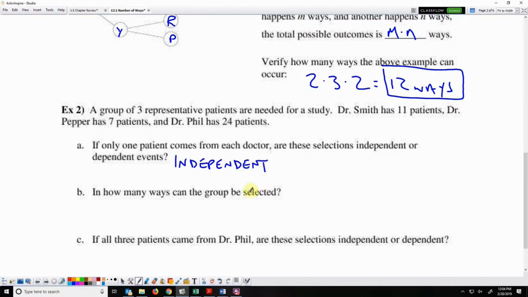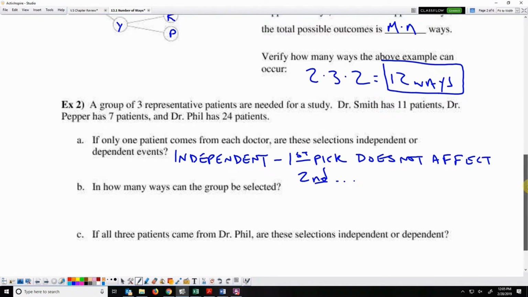And it's because the first pick does not affect the second. If I'm picking one from Dr. Smith, that has no effect on the patient I choose from Dr. Pepper or from Dr. Phil. So the first pick does not affect the second. It also doesn't affect the third. The first doesn't affect the third, the second doesn't affect the third.